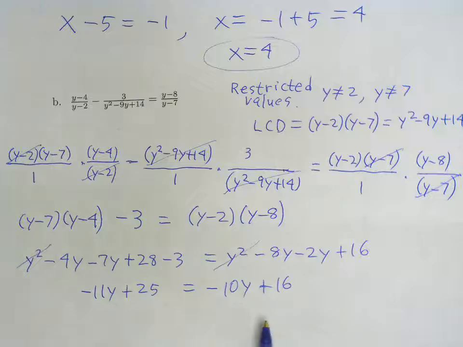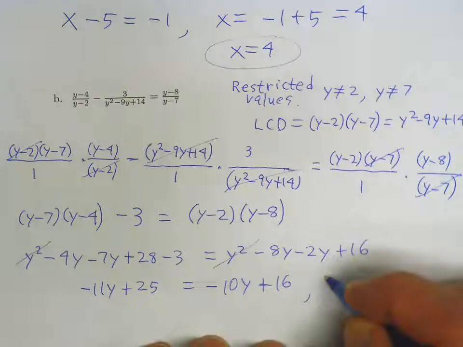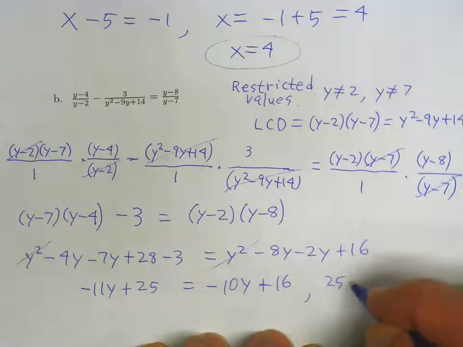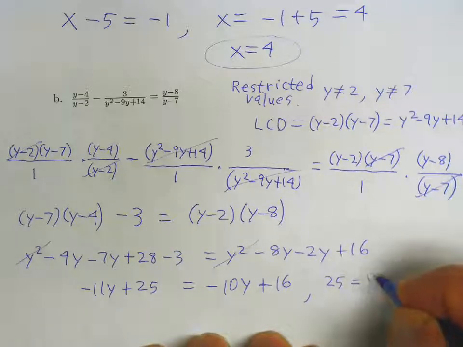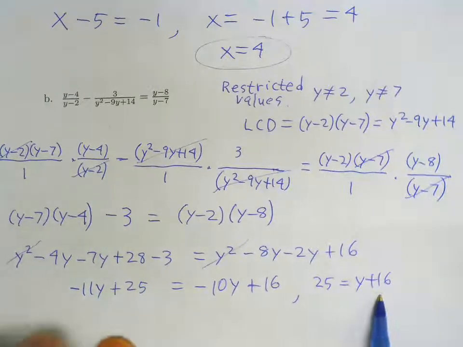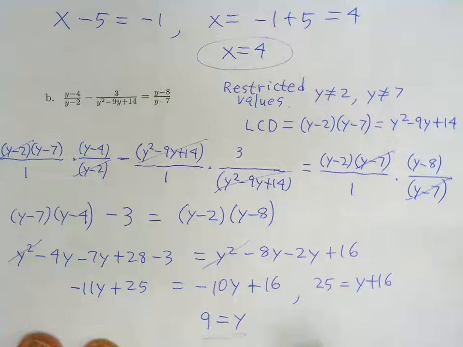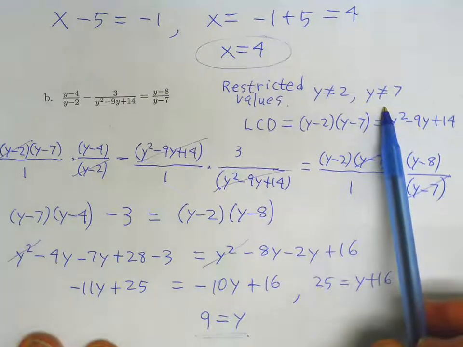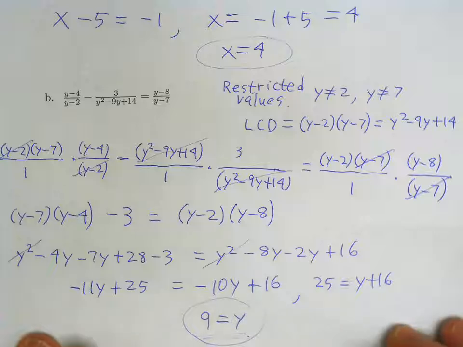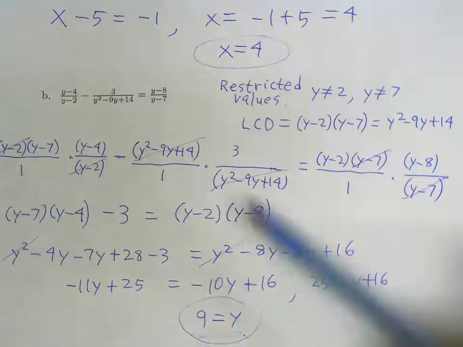So I think what I'll do is I'll just add 11y to both sides. So we get 25 equals y plus 16. And then subtract 16 from both sides. We get 9 equals y. Okay, well that's not a restricted value, so that's a good sign. And if you want to be absolutely certain that there were no mistakes made, you can always check your answer in the original equation.